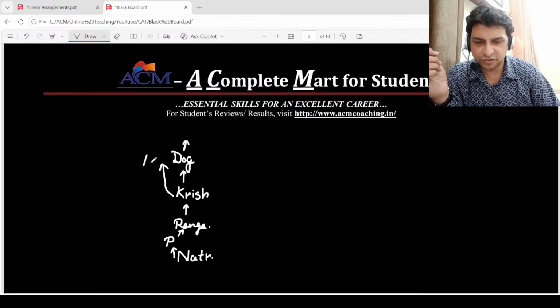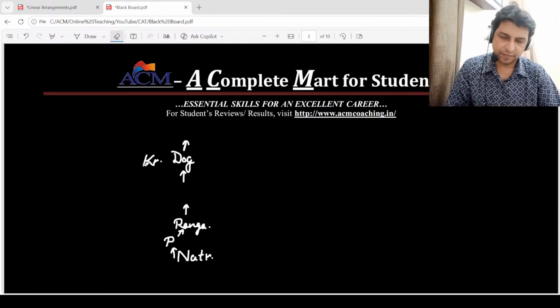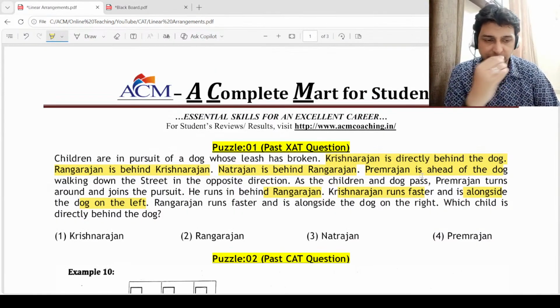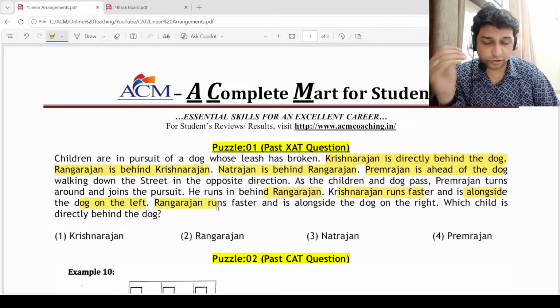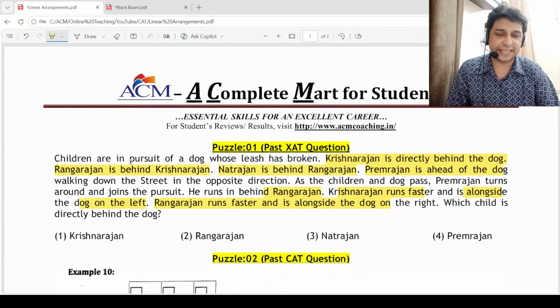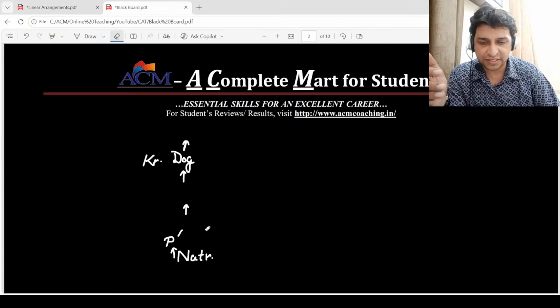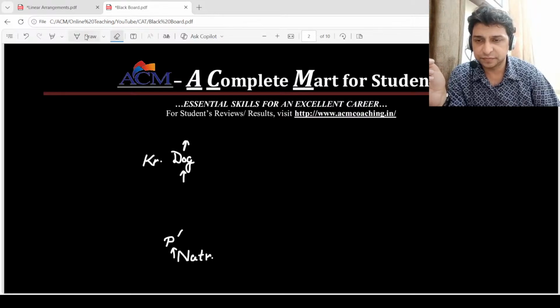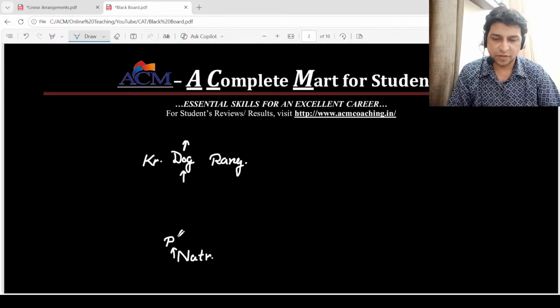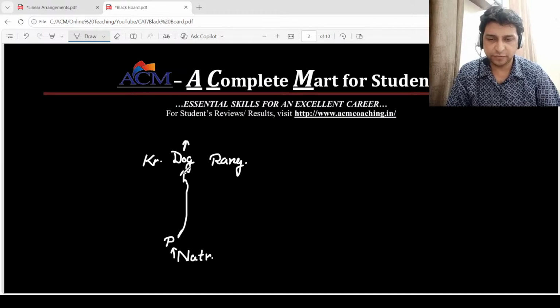So Krishna Rajan is on the left of the dog. So he is not here now. And Rangarajan also runs faster, and on the dog's right-hand side he is going to be. So Rangarajan is also going to run fast and he will be on the right-hand side. Now this is the straight line we have as of now.